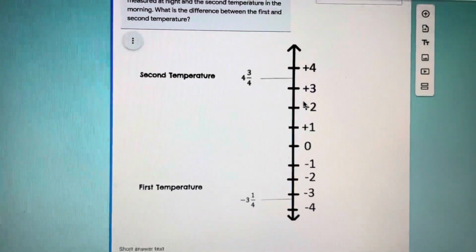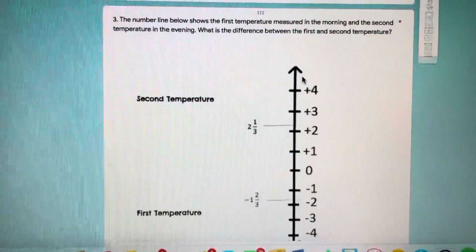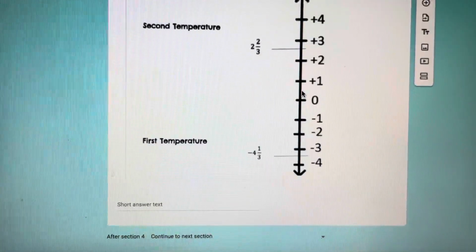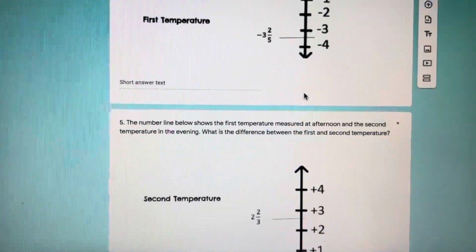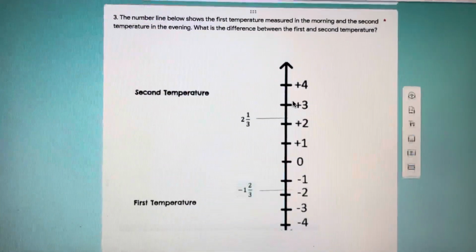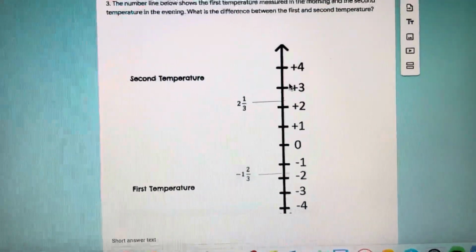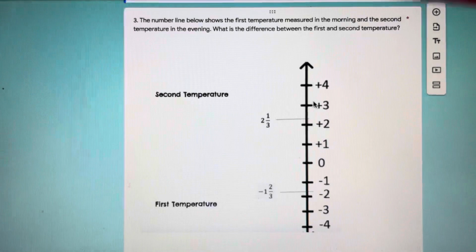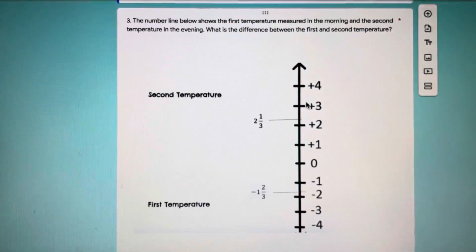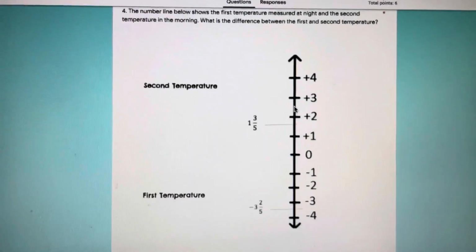Okay, so give the others a go. You're going to have, again, very similar questions, almost the same. The only difference is literally the numbers. And so what I'm saying again is make sure to take the second temperature, the bigger number first, and then subtract. And good luck.